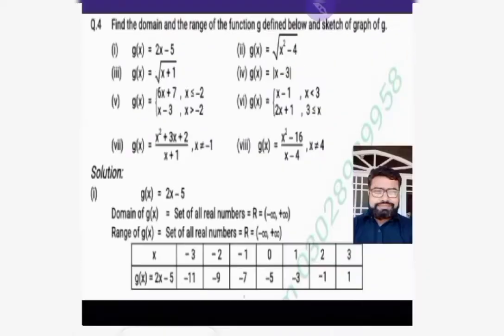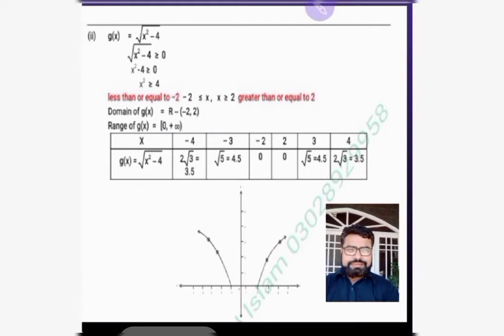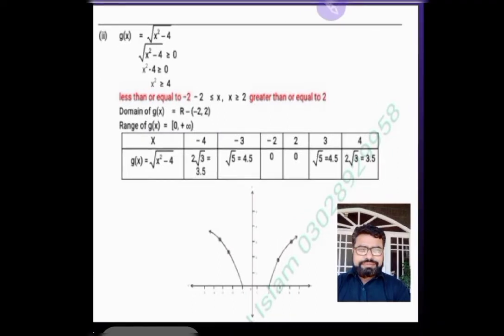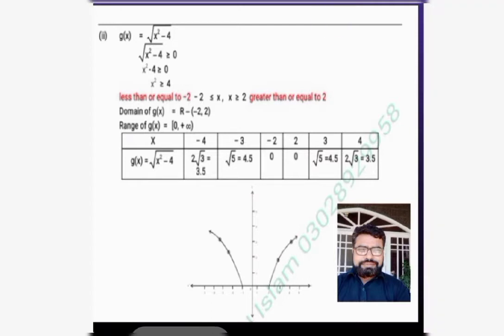Now I am going to part 2. Here the power of the function is 1 by 2. Square root means power is 1 by 2. So it is a radical function. And square root is always positive. You have to remember it. Mostly people will tell you that after removing square root, there will be a positive and negative sign. It's totally wrong.